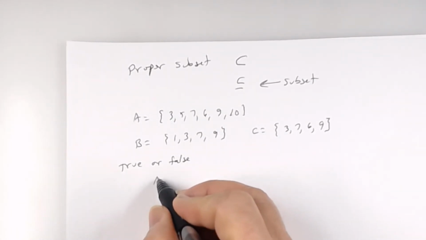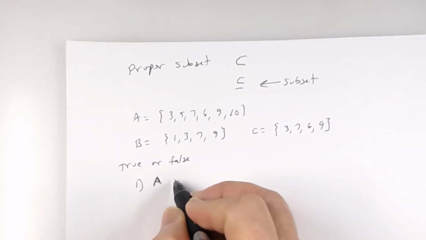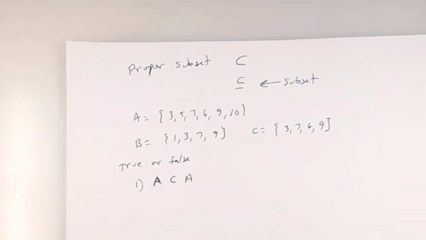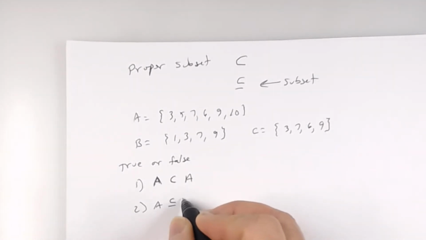Number one, is A a proper subset of itself? That's the question. Number two, is A a subset of itself? That's the other question. There's a difference between those two. Right away, you can tell me which one's true, based on what we talked about. Number two is true, because we know that every set is a subset of itself, right?